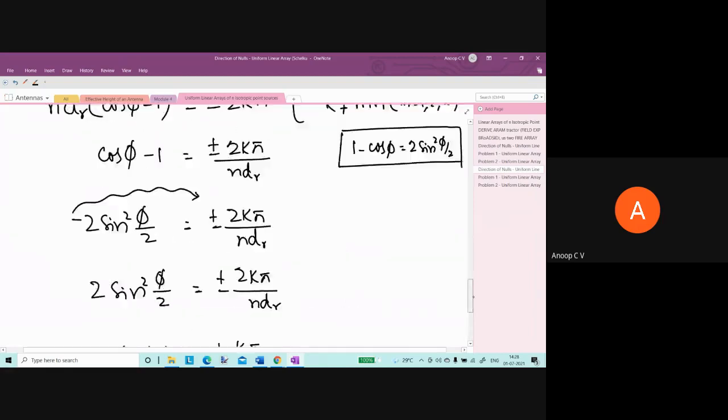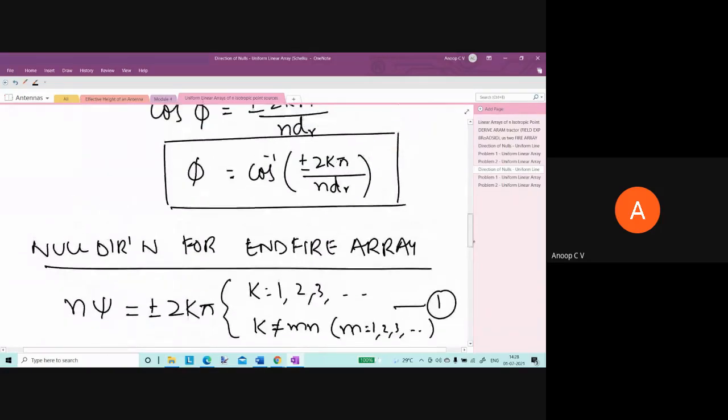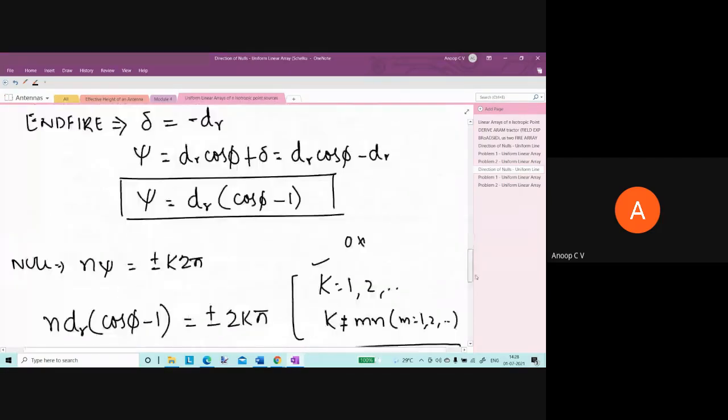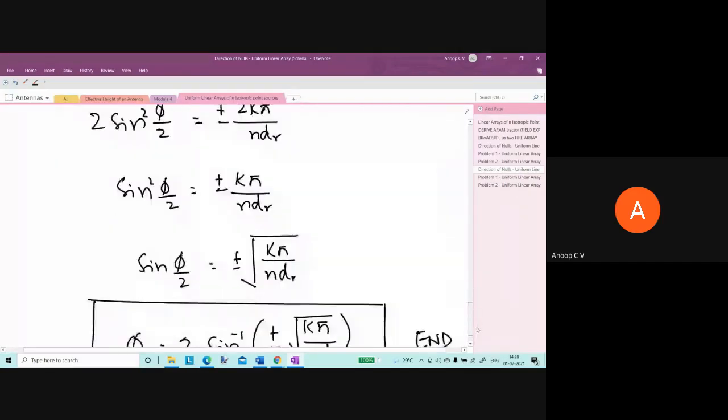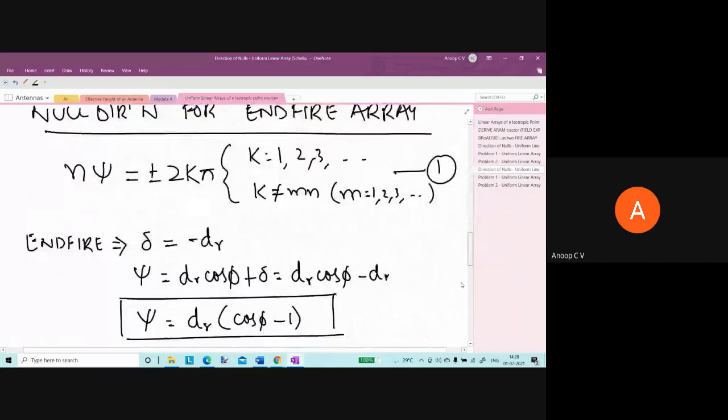And this is for broadside, right? You don't have to remember this, but I hope you understood what we have done. This is the procedure which we have to follow. Any problem? Any problem has come? This is the procedure which you have to follow.